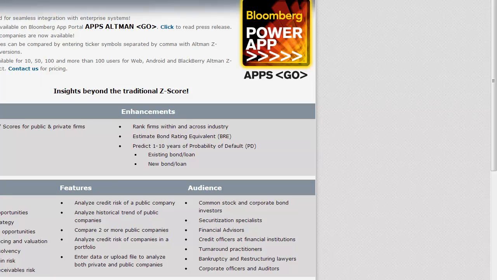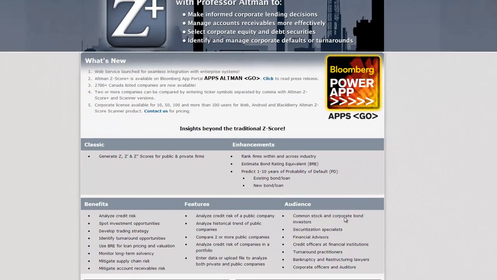The benefits of this application are to analyze credit risk, spot investment opportunities, identify turnaround opportunities, monitor long-term solvency, mitigate supply chain risk, and many others. The key features are to analyze both private companies and public companies, to compare two or more public companies, to analyze trends, to scan for a list of companies, and the audience of this product are many within the financial sector.